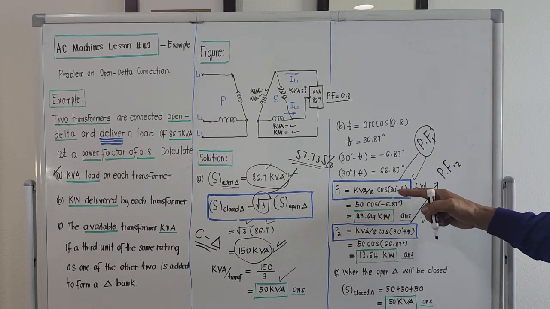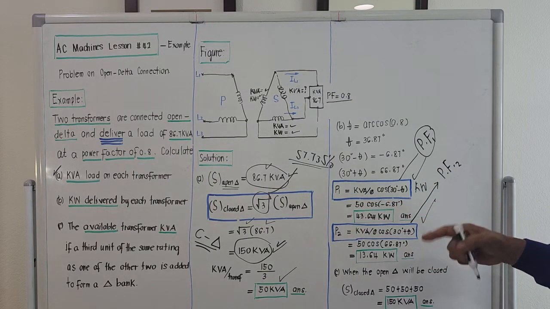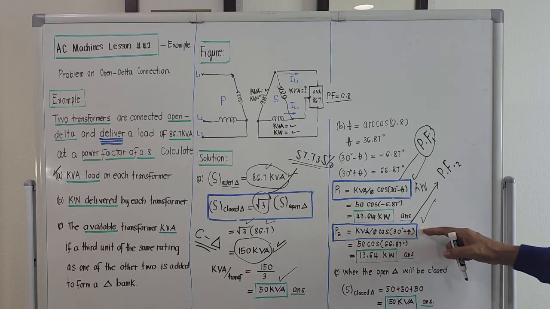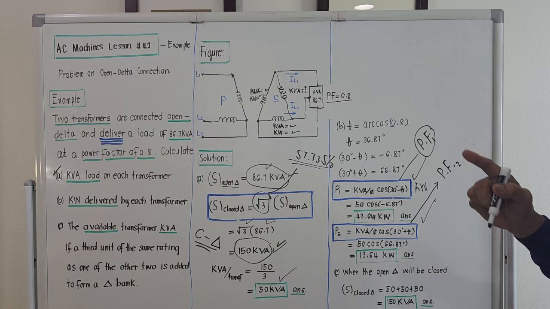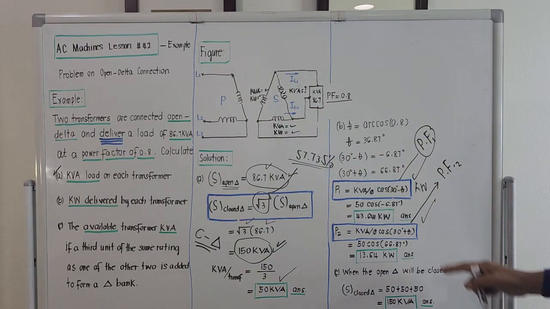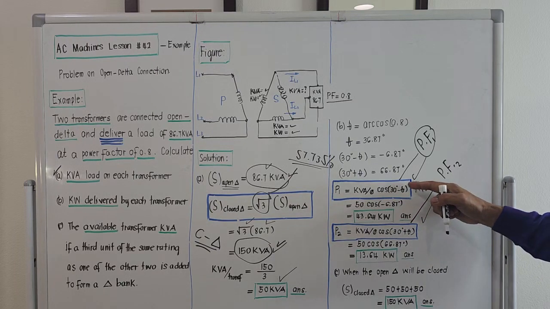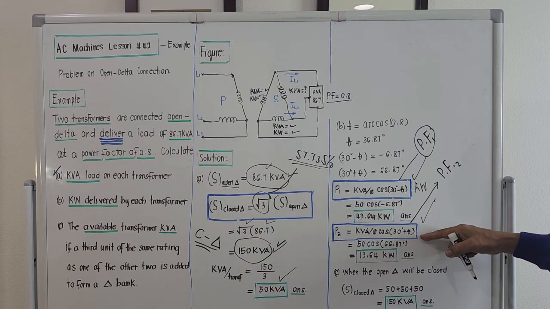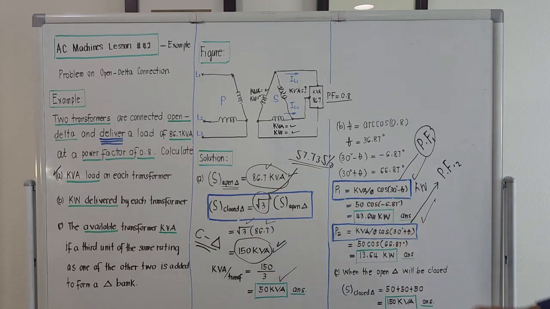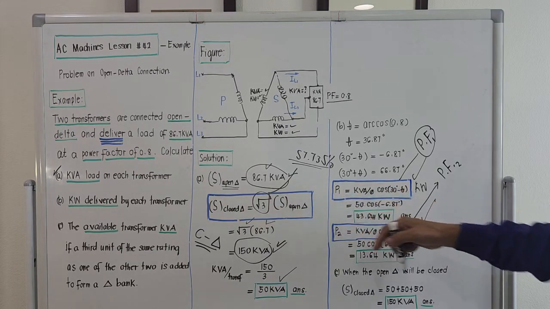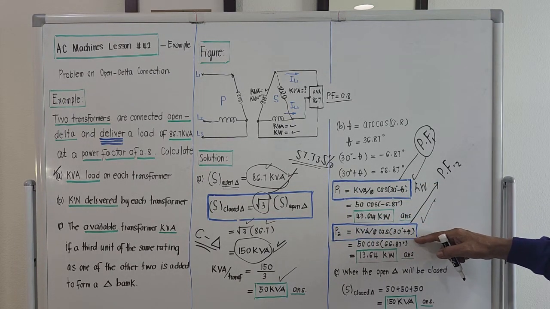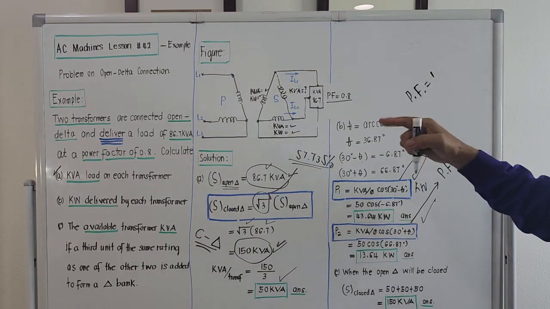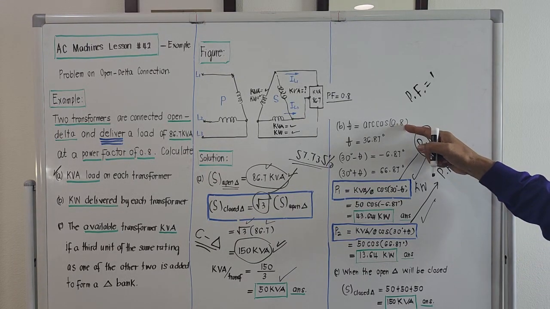30 degrees minus theta is actually the angle between the voltage and current for winding number 1. And 30 degrees plus theta is the angle between the voltage and current for winding number 2. So this is minus, this is plus. So these two values are actually different, because at different values of theta, they will deliver unequal loads. The only time that they will deliver equal loads is when theta is 0 degrees, that is, when the power factor is equal to 1. But the given power factor is not 1, it is 0.8.